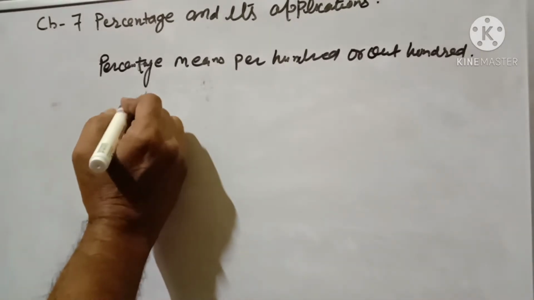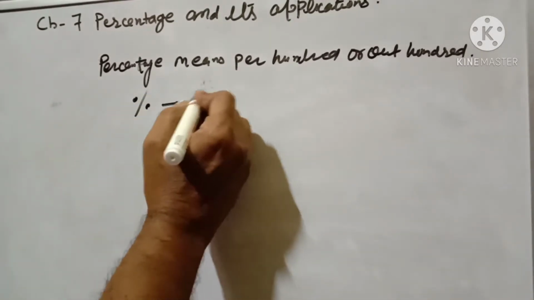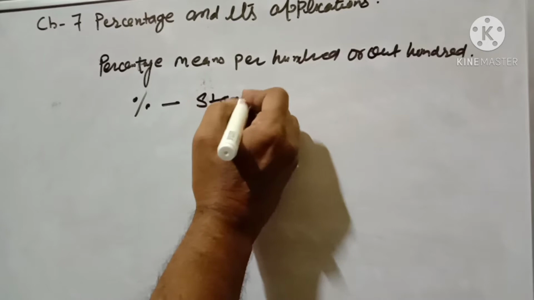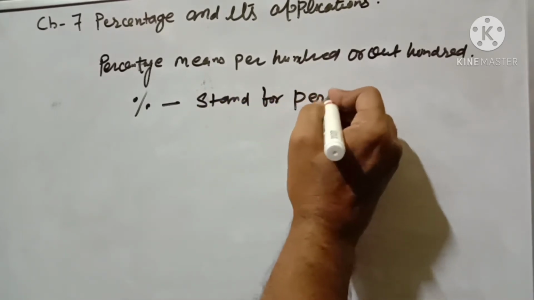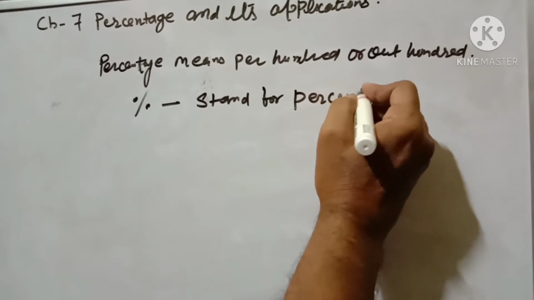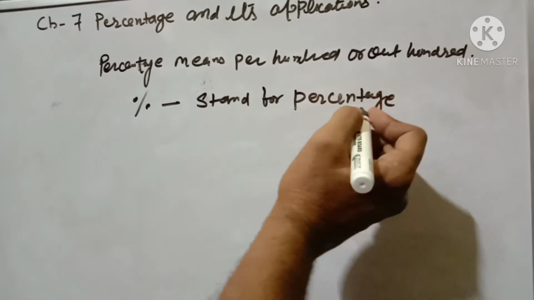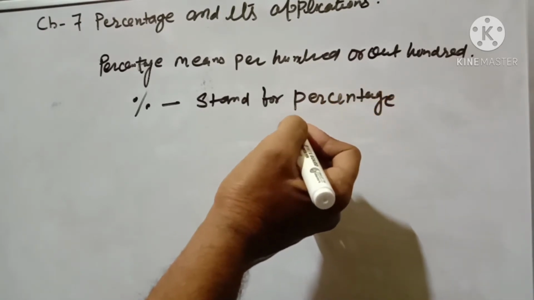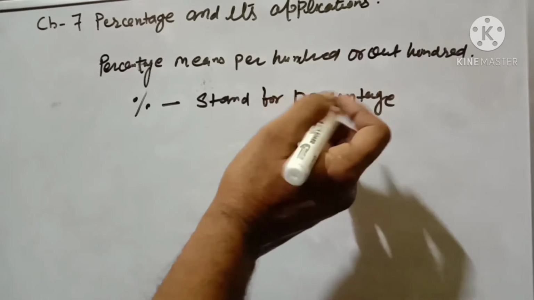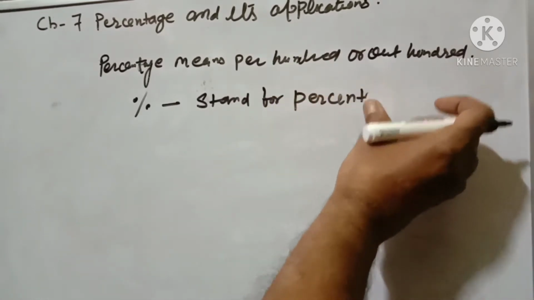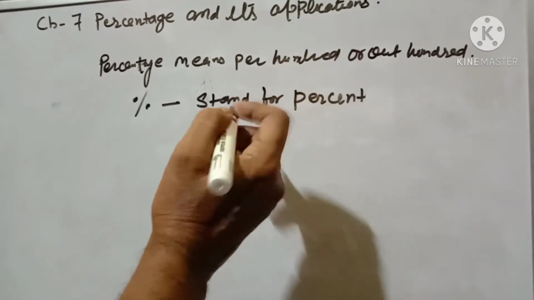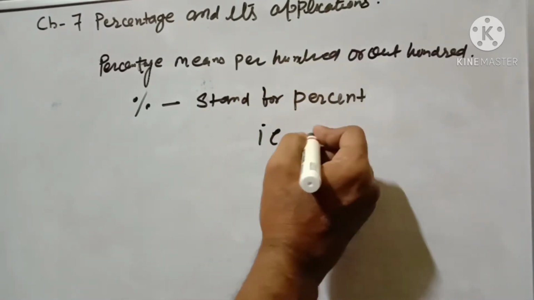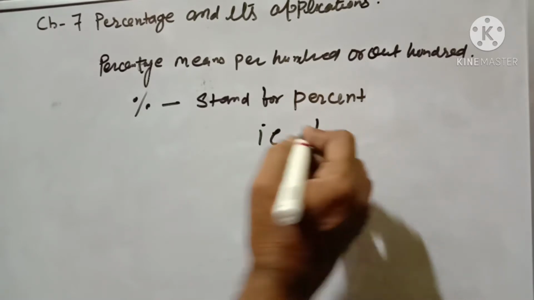And this symbol stands for percentage. Percentage stands for percent, which means out of 100. Cent means out of 100, which we can write as 1 by 100.